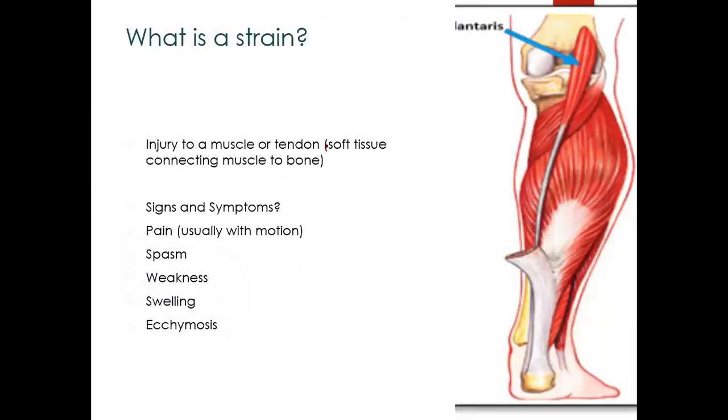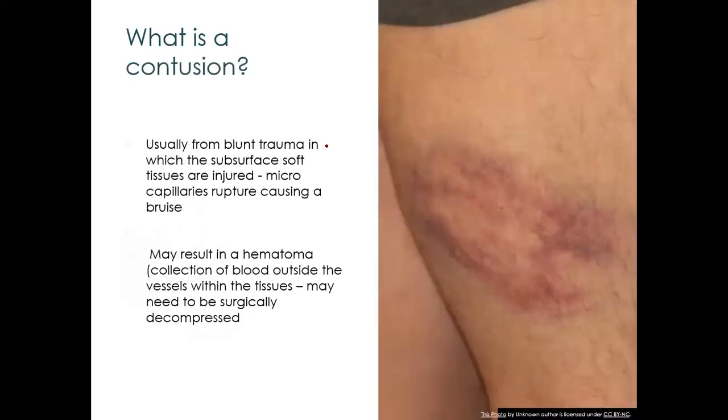A strain is generally for a muscle, but it does correlate with tendon involvement. Normally, if I'm diagnosing a strain, I'm talking about a muscle strain. So there's going to be some pain, maybe pain with motion, and there's going to be maybe some guarding, muscle spasm, maybe some weakness, swelling, or bruising around the site.